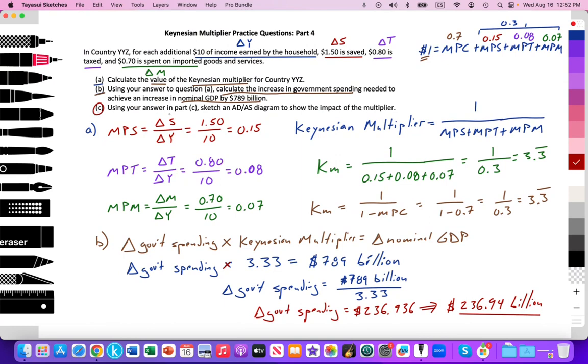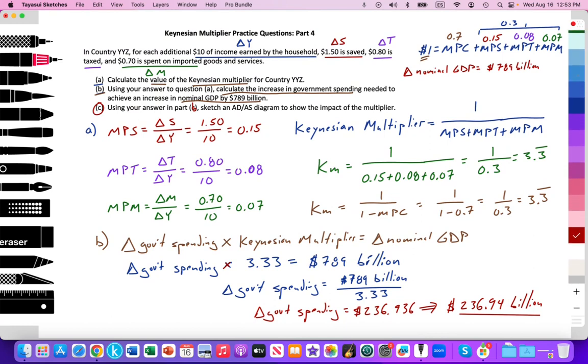Using your answer in part B, sketch an ADAS diagram to show the impact of the multiplier. In order to illustrate that, we're going to have to use some of the information that we've calculated, so we label that into our diagram. So one of the information points I'm going to need is the total change in nominal GDP that's achieved through the multiplier. In this case, it's $789 billion.